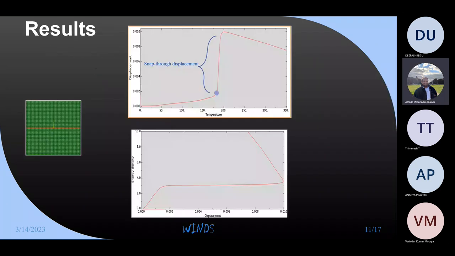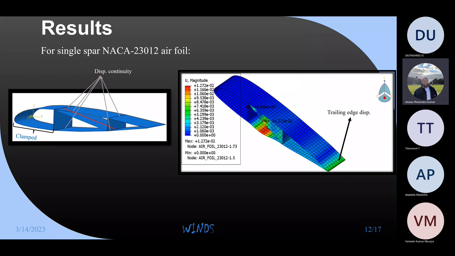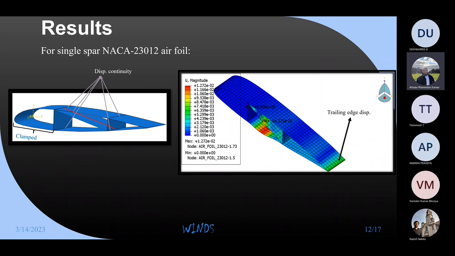And these bistable characteristics of the laminate can be incorporated into an airfoil to morph its trailing edge. So we took the same plate, with an angle, onto the airfoil. It has an embedded SMA wire, and it is a NACA 23012 airfoil whose point data we took from their website and modeled in Abaqus. So these are the boundary conditions we applied.